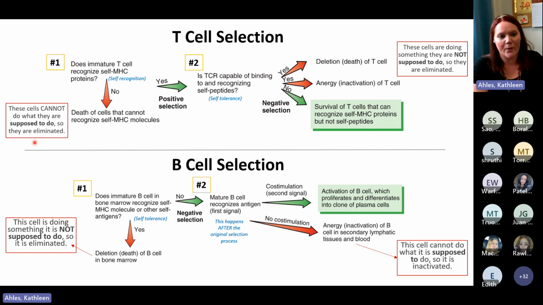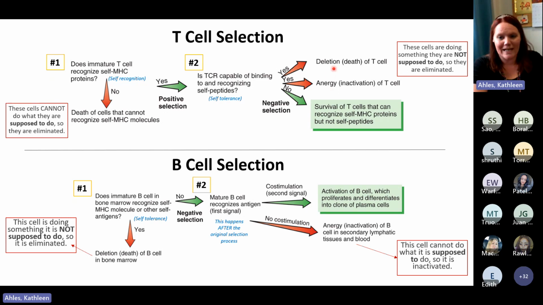So notice I've got a little note here in the box. If I can't recognize an MHC, I'm not doing what I'm supposed to do. I'm going to be gotten rid of. I can't stick around. But then I need to check for self-tolerance. When I have a T cell receptor, if that T cell receptor is activated by self-antigens, I will either get rid of it, delete it because it's auto-reactive and will attack me, or I'm going to put it in a state of anergy. If I put a T cell in anergy, that means I need to try to fix you before I release you in the body.